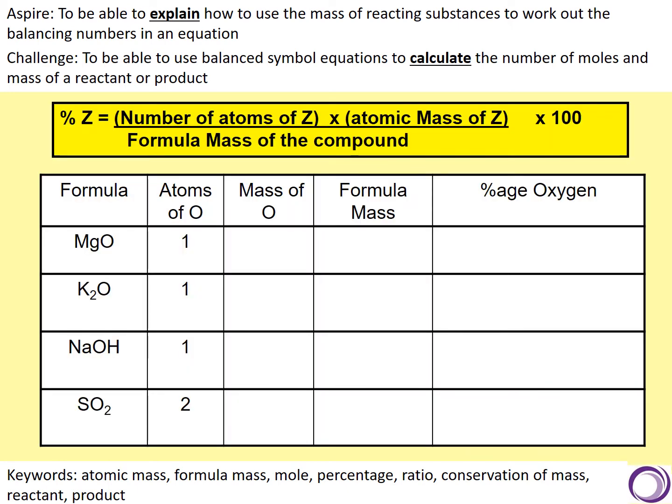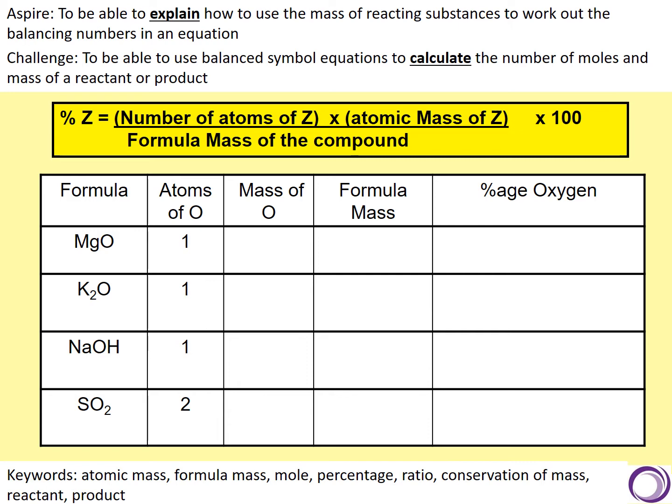So for those of you who are struggling a little bit with working out the formula for these compounds, there are the formula on the left hand side: MgO, K2O, NaOH and SO2. So if you have skipped to this stage, then you can pause the video and give yourself 2 minutes to work out the mass of these. If you have already done that, then I'm going to work through the process with you.